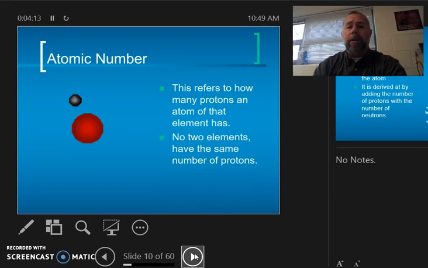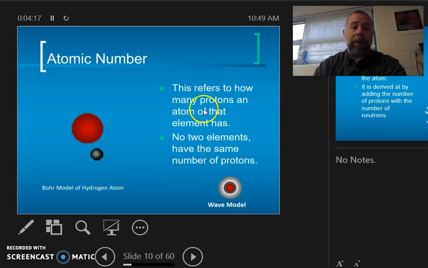The atomic numbers, you guys should already know this. What does it tell us? It tells us a couple things. It refers to how many protons an atom of that element has. No two elements have the same number of protons. I'm hoping you don't need to write that down because you already know it. We also know in a stable atom, what else does it tell us? Something about the electrons.